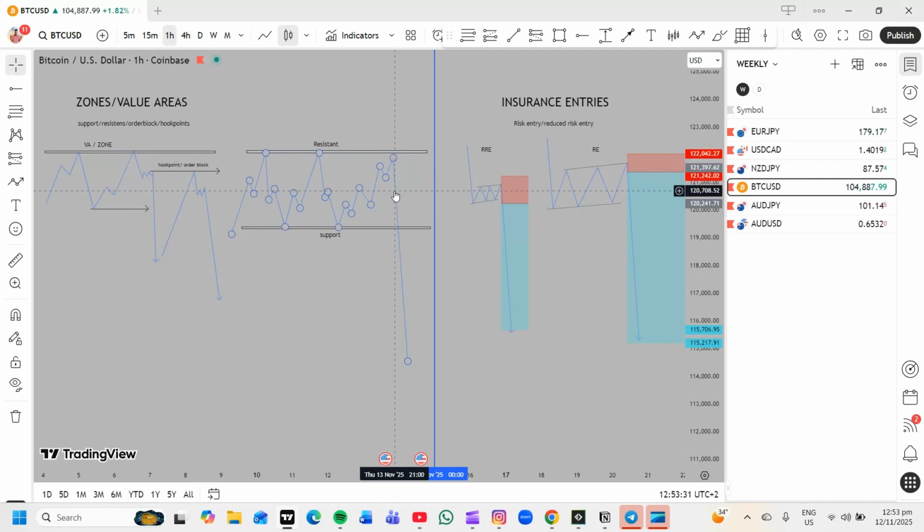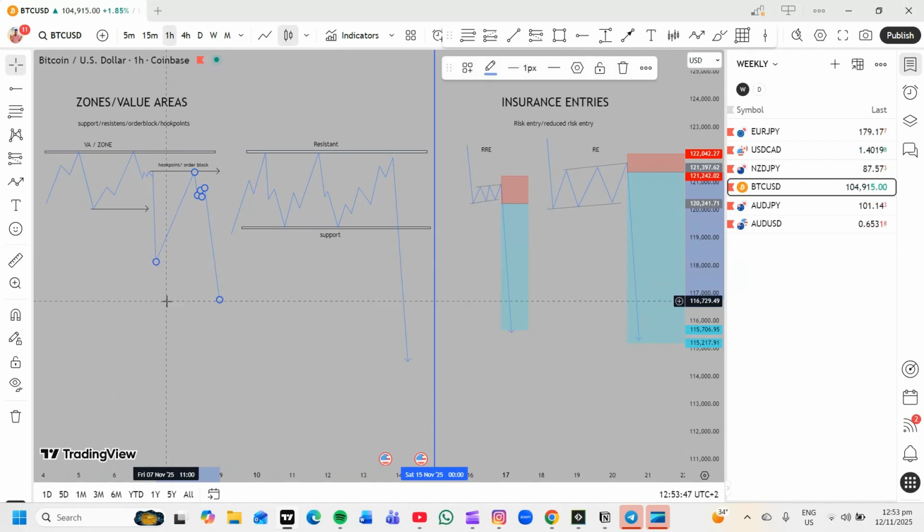And for some of us who know how to use this insurance entry method, we got sales in here, we got sales in here, all the way down here. So, I want to teach you about that, guys. Insurance entries are those entries that give you a reassurance. They reassure you that yes, market is going to drop.